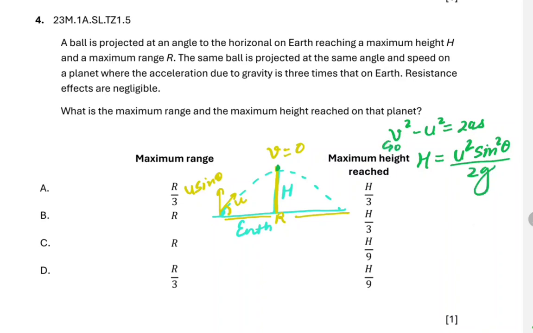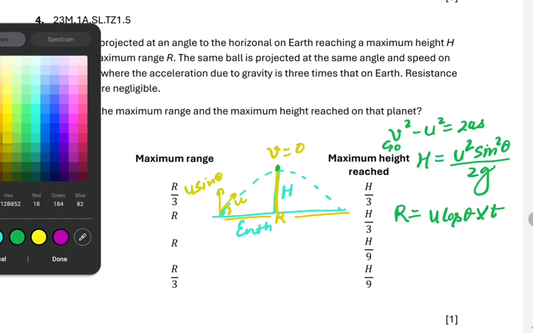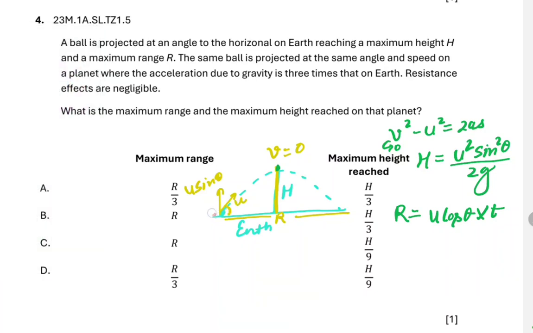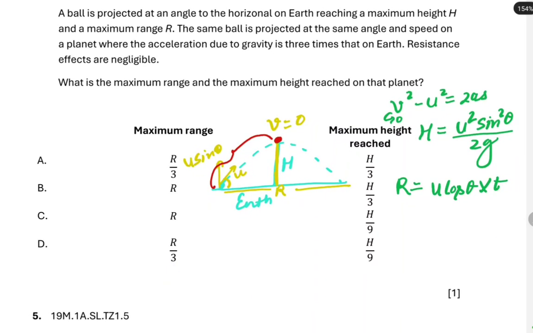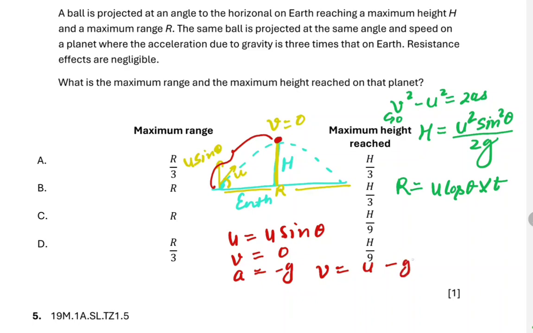Cool. And the formula for range was u cos theta into the total time, and the total time was double the time taken to reach the maximum height. We have done that in the detailed video if you want to watch it in detail. So the time taken: initial velocity is u sine theta, final velocity is 0, acceleration is g, so v equals u minus gt. From here the time taken comes out to be u sine theta over g.